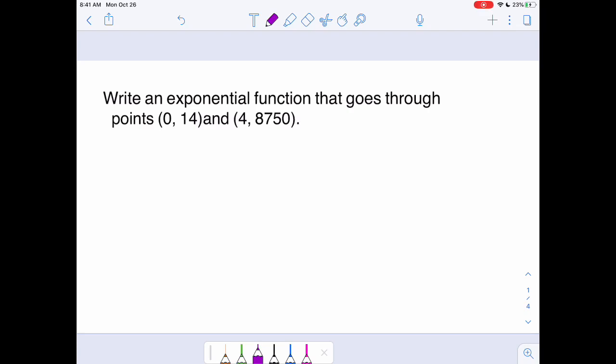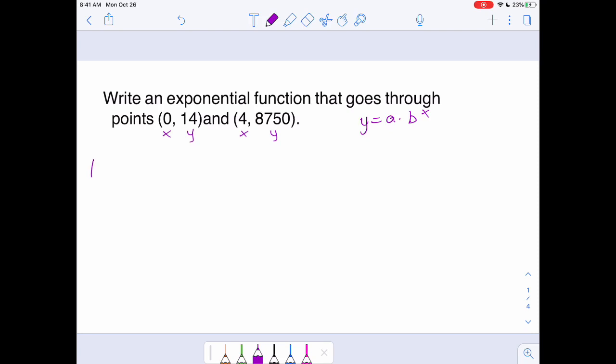Today we're going to learn how to write an exponential function when we're only given 2 points. Our first step is to actually identify the points. Here's point 1, x and y. Here's point 2, x and y. Now we're going to set up generic equations in the form of y equals a times b to the x. We don't know a and b, but we do know x and y.